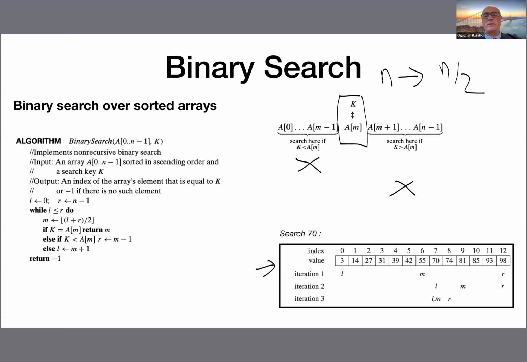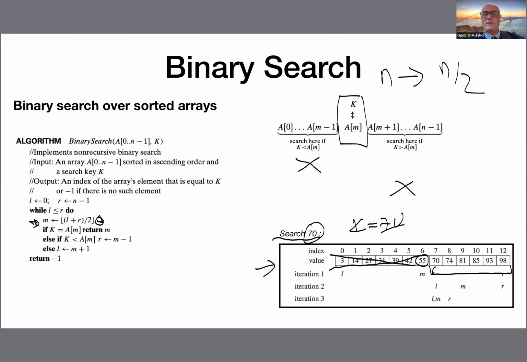Here is an example of that. I'm searching for key 70. Initially, I have a list of size 13, and I have this middle element here. How do you compute it? 0 plus 12 divided by 2 is equal to 6. So this is the middle element. We go and check this middle element with 70. We see that 70 is greater than 55. That means I'm sure that 70 is not here. Then I'm left with this part.